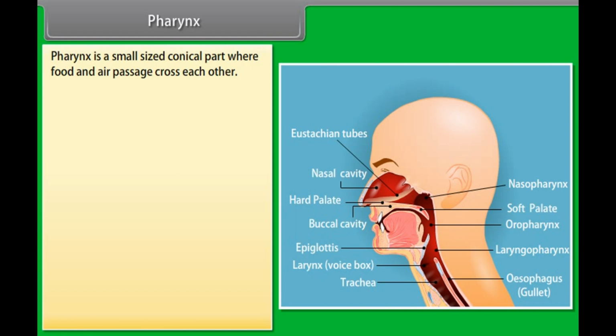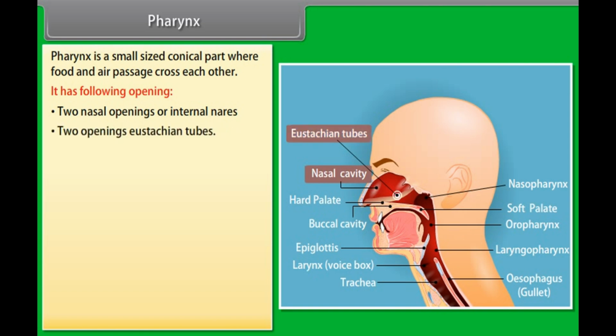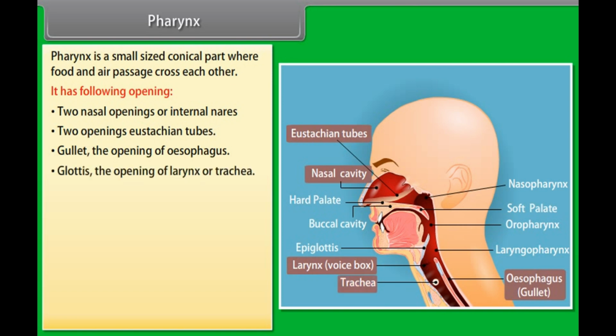Pharynx. The pharynx is a small-sized conical part where the food and air passages cross each other. It has the following openings: two nasal openings or internal nares, two openings of the eustachian tubes, the gullet, the opening of the esophagus, and the glottis, the opening of the larynx or trachea.